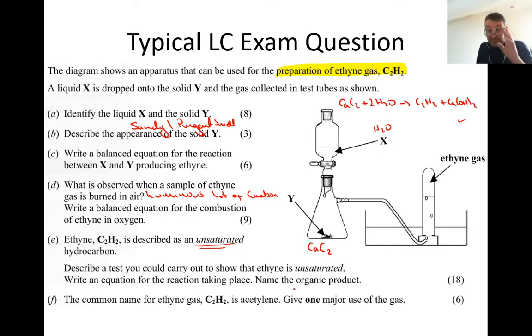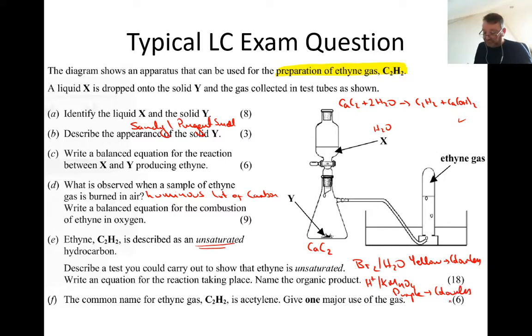Now, we've only got 2 tests to prove that it's unsaturated. Number 1, bromine water, Br2/H2O. And the other one is acidified KMnO4. This one goes from yellow to colourless, and this one goes from purple to colourless.